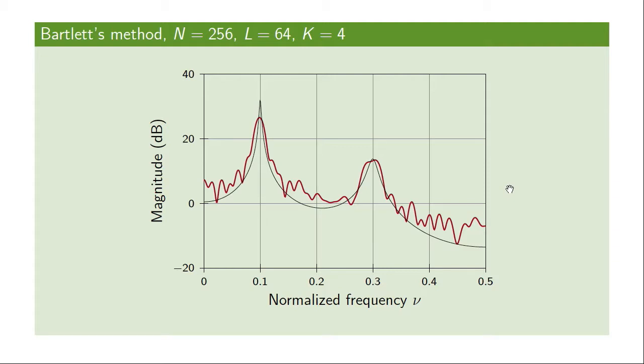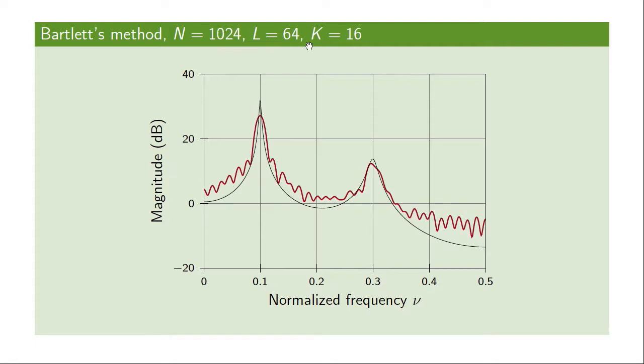And now in Bartlett's method, if you obtained more samples, so if we increase the number of samples that we had access to from 256 up to 1024, we could use those in several different ways. So either we could use them to increase the resolution of our estimate by increasing the length of each block, or we could use it to decrease the variance by increasing the number of blocks, keeping the length of each such block fixed. So let's assume that we do that. So we increase the number of blocks from 4 to 16.